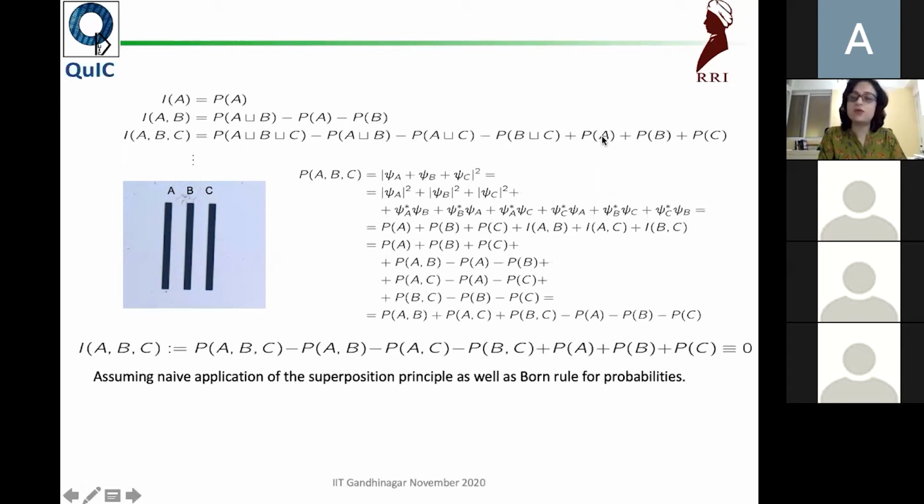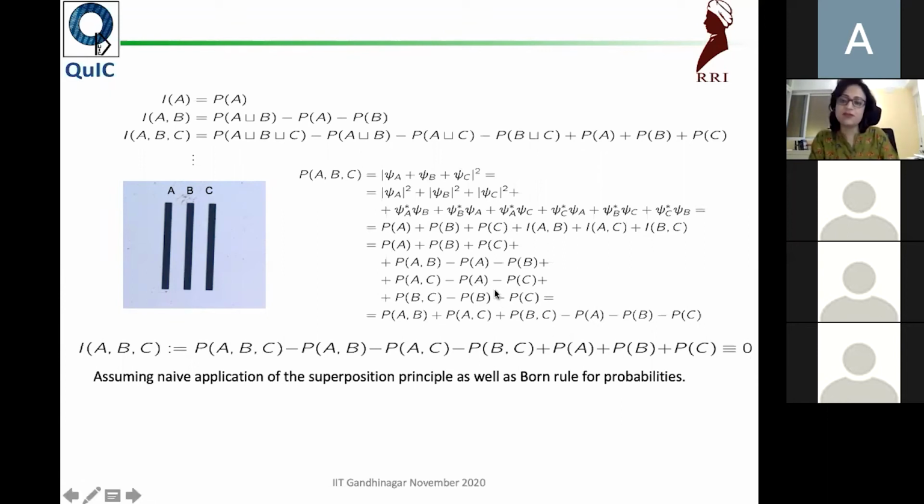Now, if you assume that P_ABC, which is just this term here, is mod psi A plus psi B plus psi C, whole square, and if you go through the algebra, which you can trust is correct, you can break it up in twos. Essentially, this is the A square, B square, C square, and these are the cross terms, and these are essentially P_A, P_B, P_C. If you do some algebra, you will end up with I_ABC, which will be identically zero. So what is happening here?